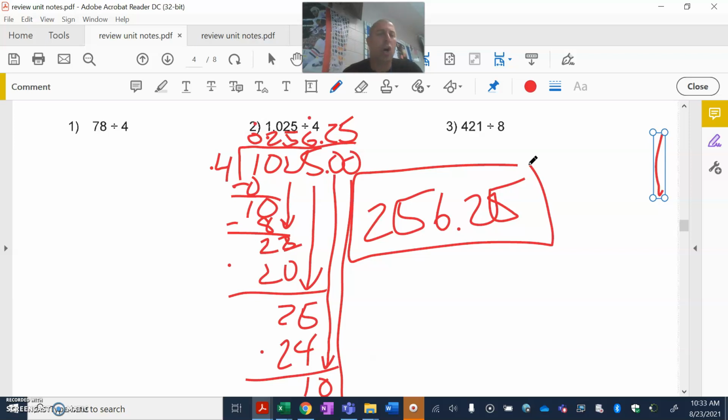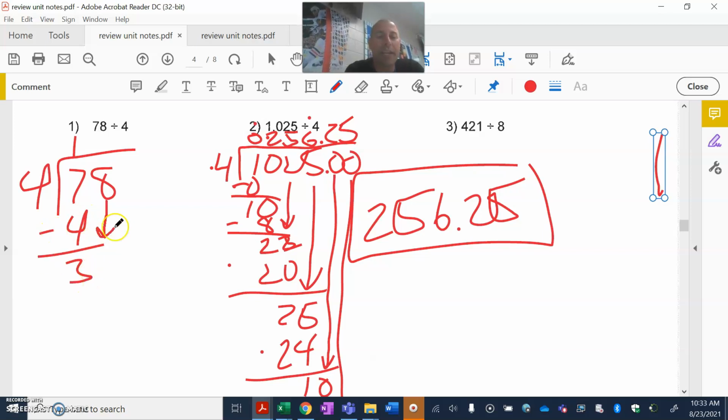All right, so we're going to set it on up. How many groups of 4 can you pull out of 7? No, we can pull 1 only. Throw your 1 up there. We multiply. 1 times 4 is 4. We subtract. We bring down the next number.